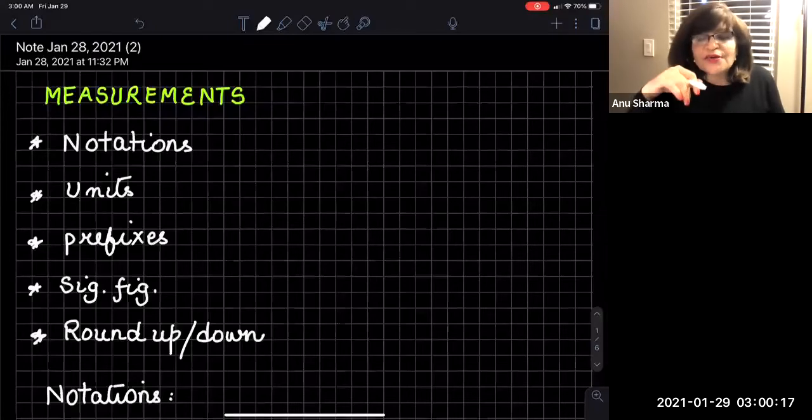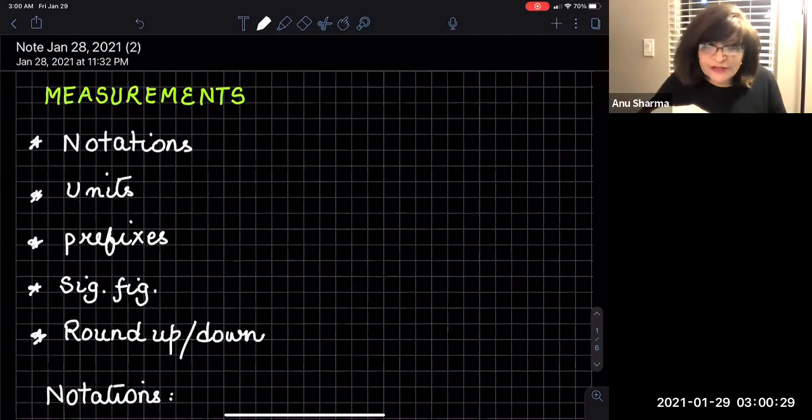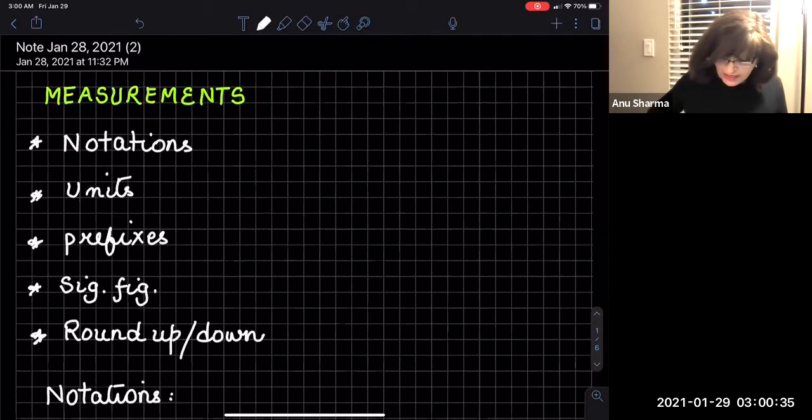Okay, guys. So now we're going to look at the notations, the standard notation and the scientific notation. We're going to look at some of the units and the prefixes. Then we're going to look at the significant figures and the rules regarding the rounding up and the rounding down. Okay, so first let's look at the notation.